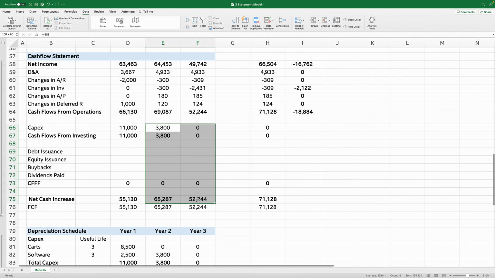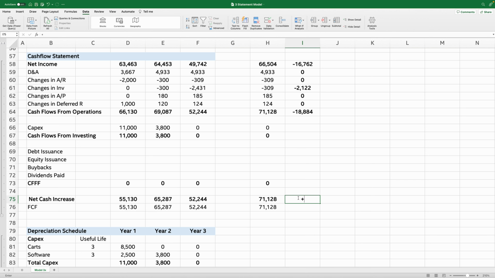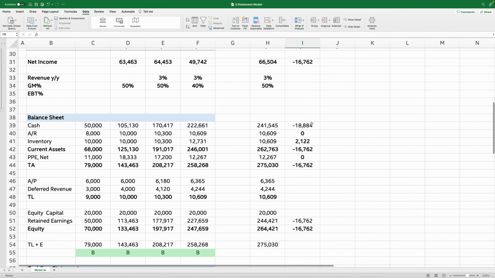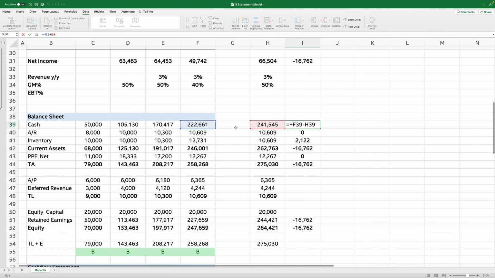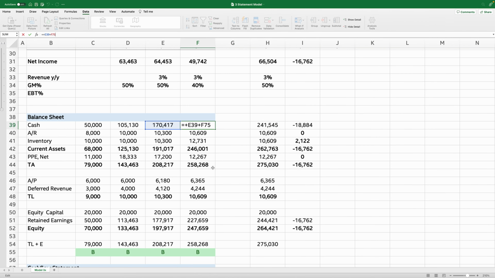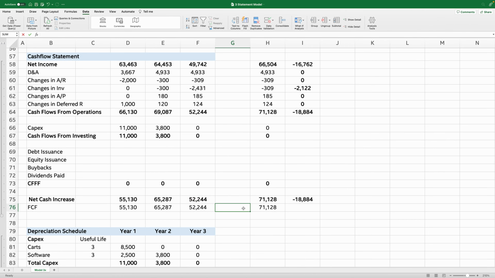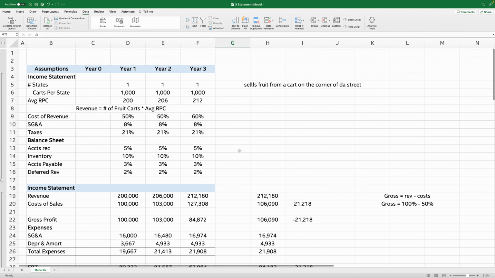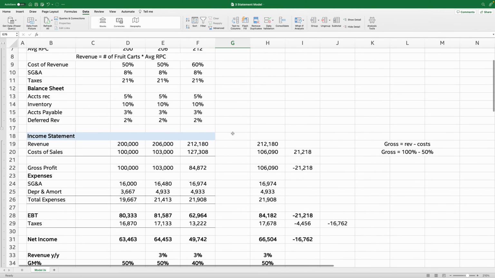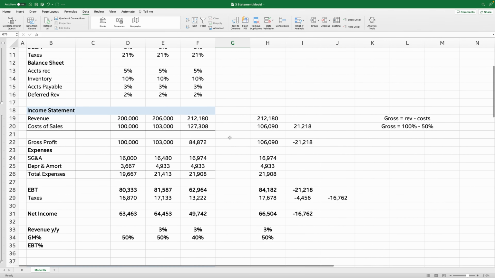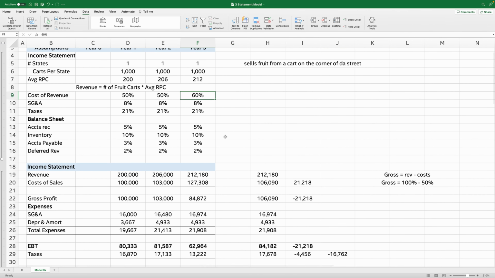Now nothing else changed, but something else after the fact changed. So the net cash increase went down by $18,884. But we knew that already because we saw how much cash changed by, and we know cash on the balance sheet is the old period's cash plus the cash increase from the cash flow statement. So again, this analysis shows us how everything flows through all of these statements. That was just one change we made to the cost of revenue.